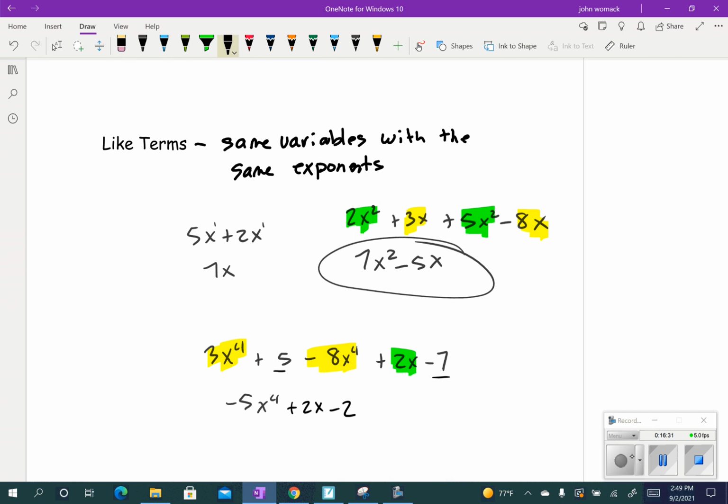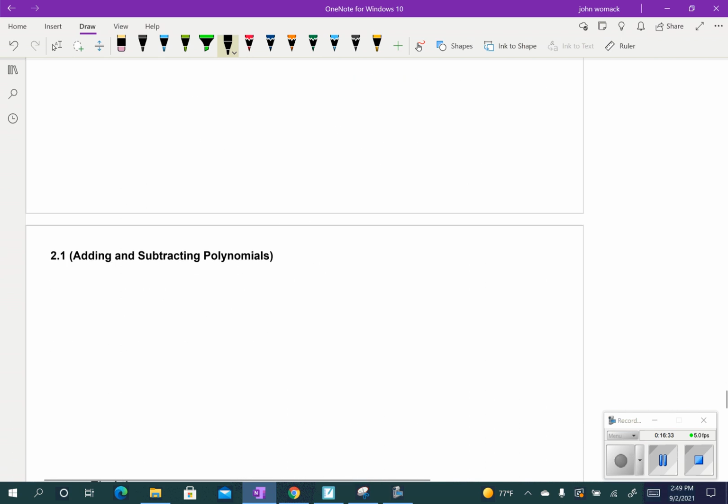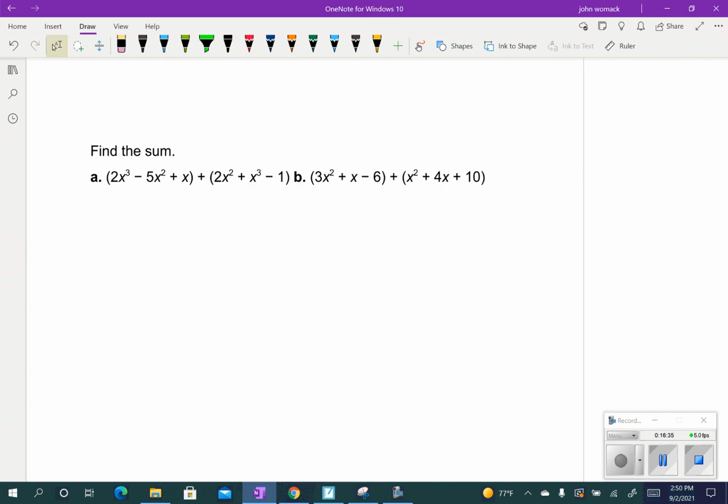So once you know how to combine like terms, it's really easy to add or subtract. Let's go through this example A right here. I'm going to do this one if you just want to watch. So the first thing I'm going to do is just write them without the parentheses. So I have 2x cubed minus 5x squared plus x plus 2x squared plus x cubed minus 1. Once you have them written without the parentheses, we're just combining like terms.